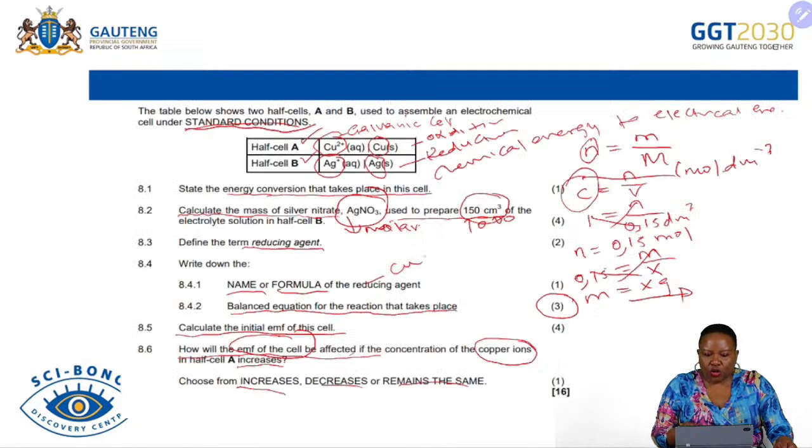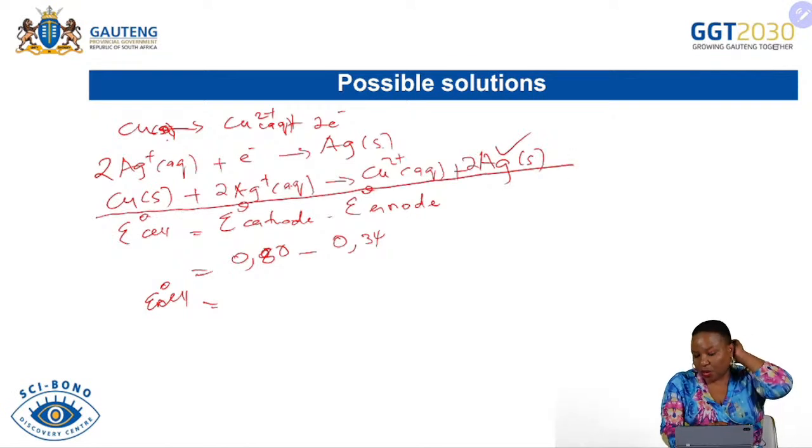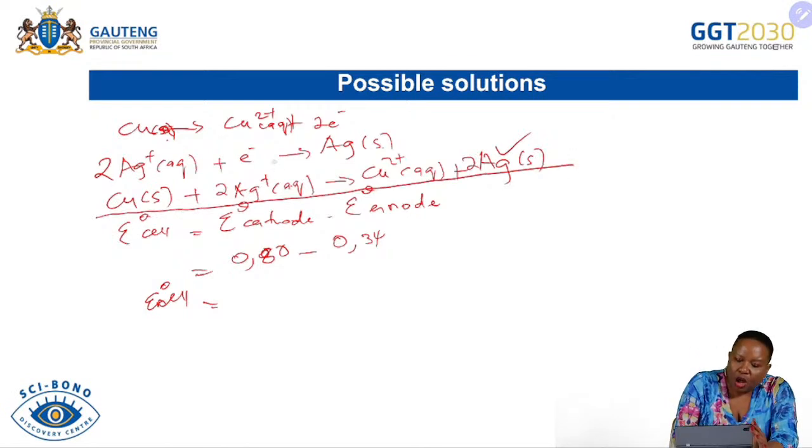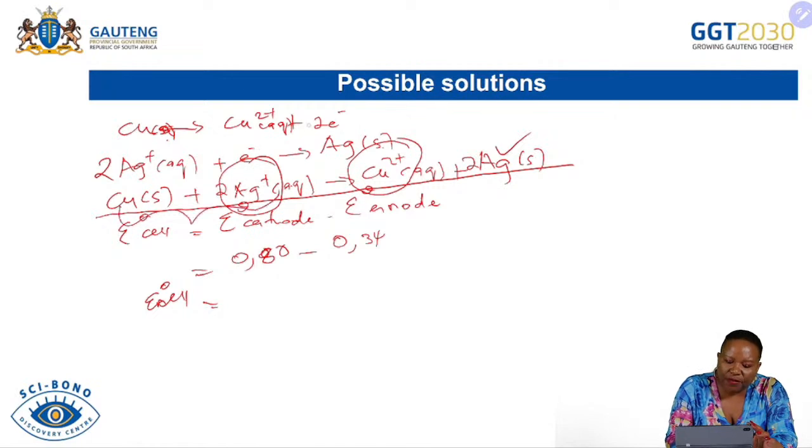Now let's go to our cell notation or our overall reaction, because here we have written the overall reaction. Now there are two ions that are involved, silver ions and copper ions. Now we check between silver ions and copper ions which ones are the reactant ions and which ones are the product ions. So when you look at this, the silver ions are found on the side of the reactants. So these are the reactant ions. And the copper ions are the product ions.